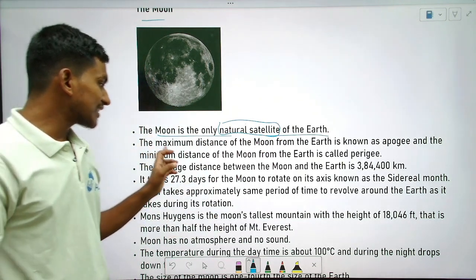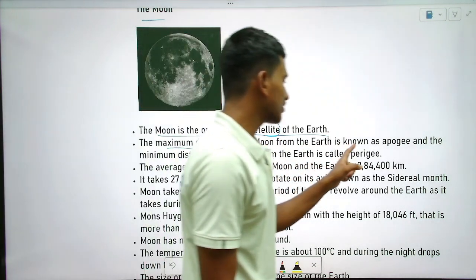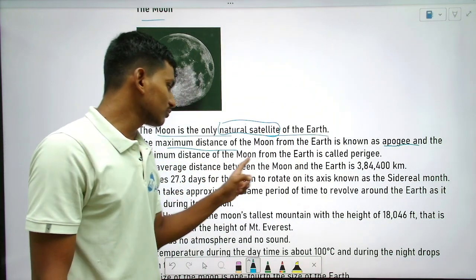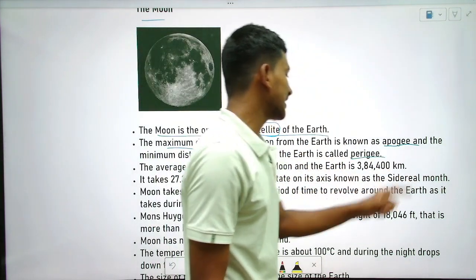The maximum distance of the moon from the earth is known as the apogee, and the minimum distance of the moon from the earth is called the perigee.